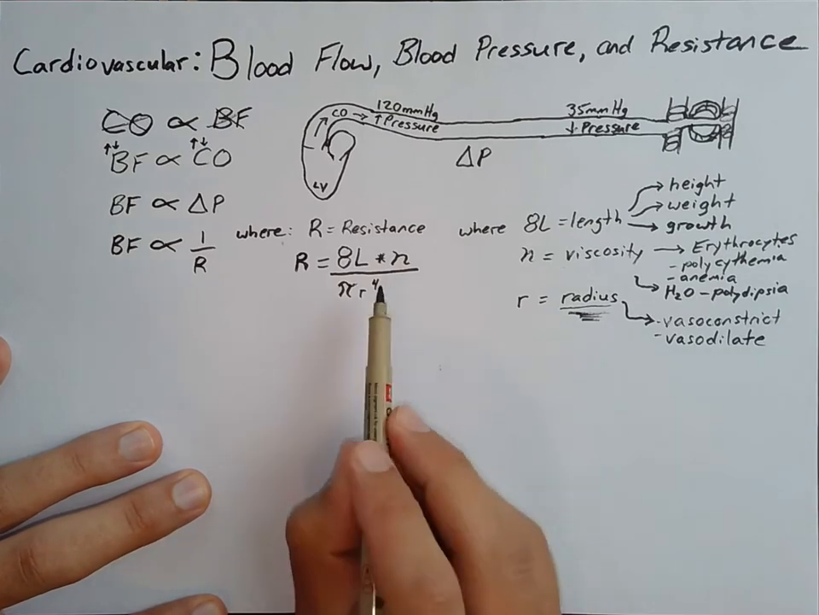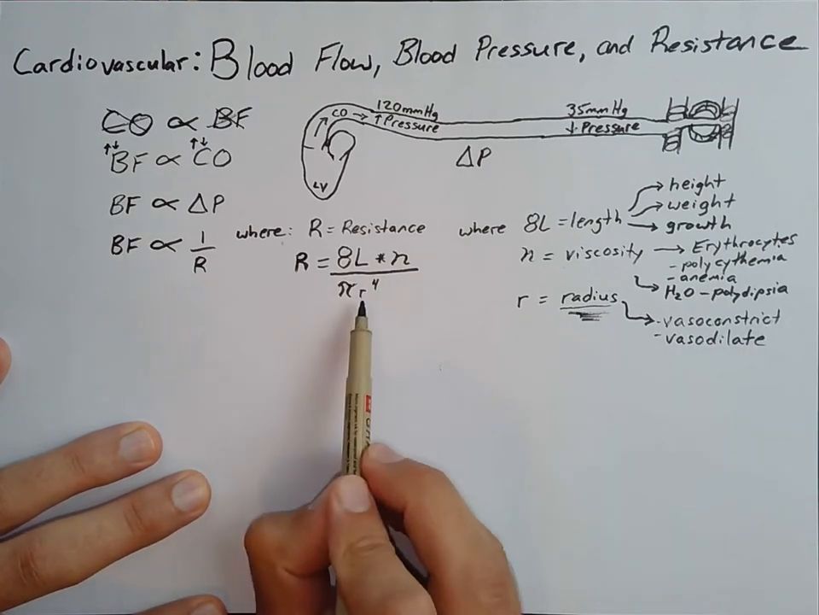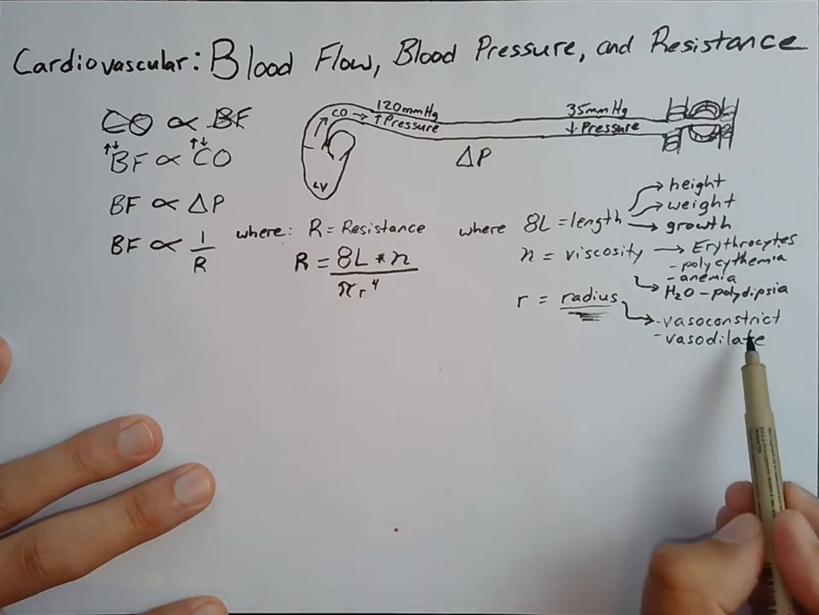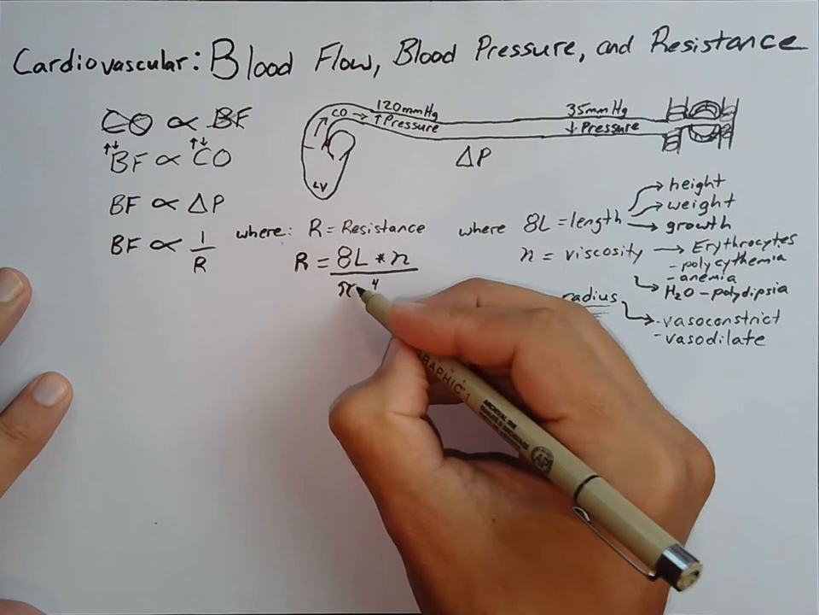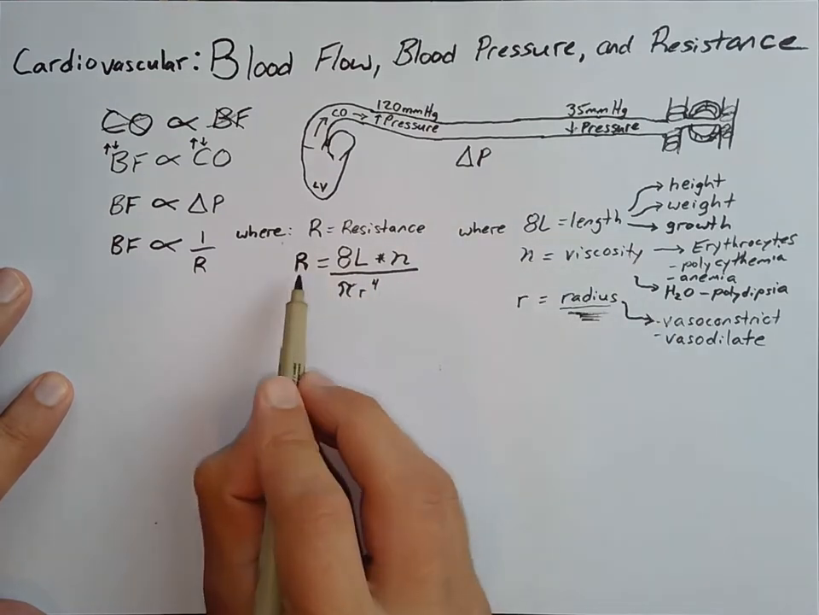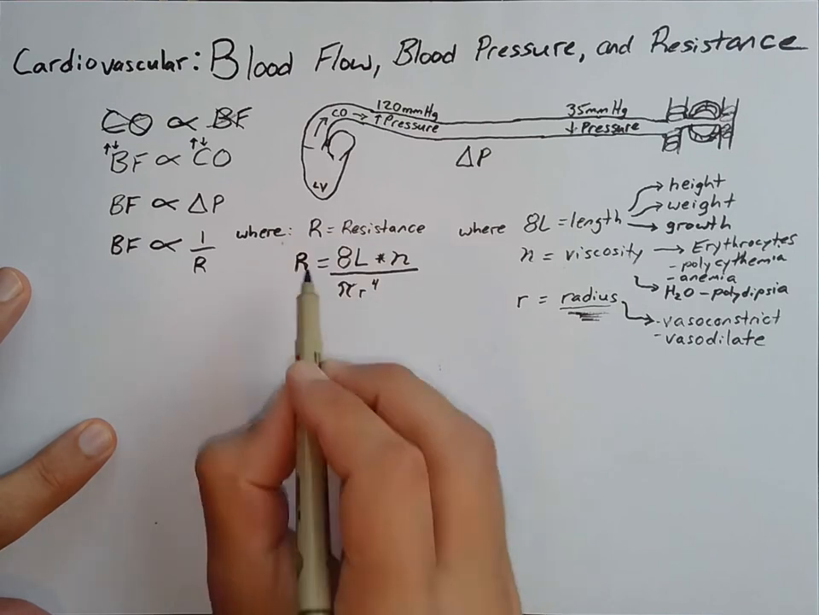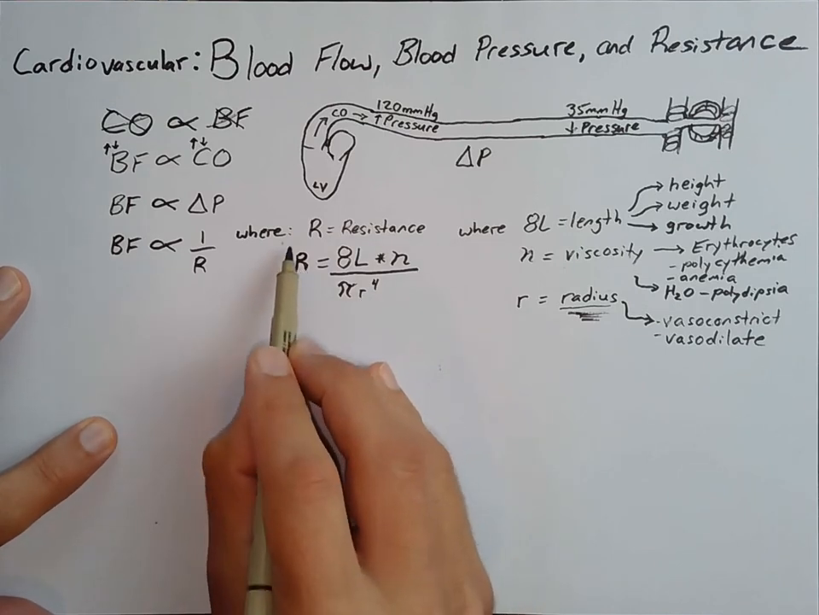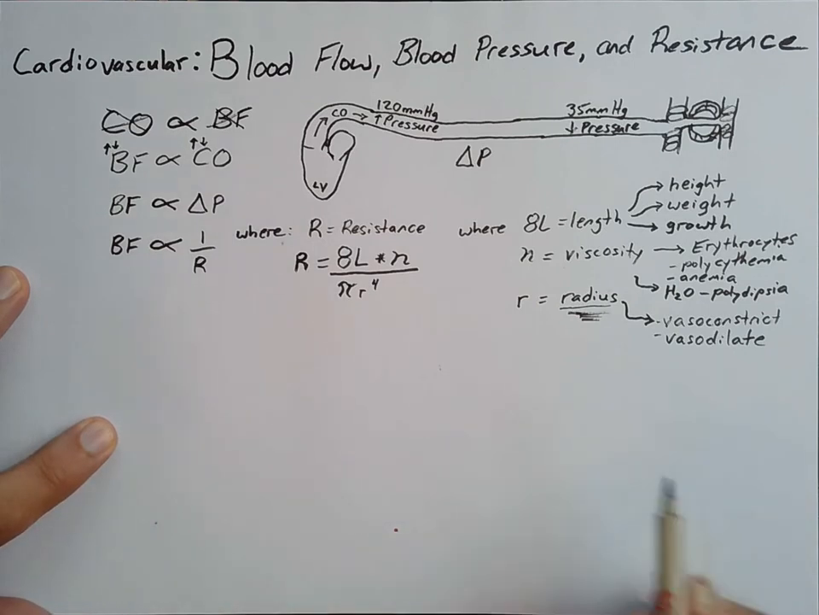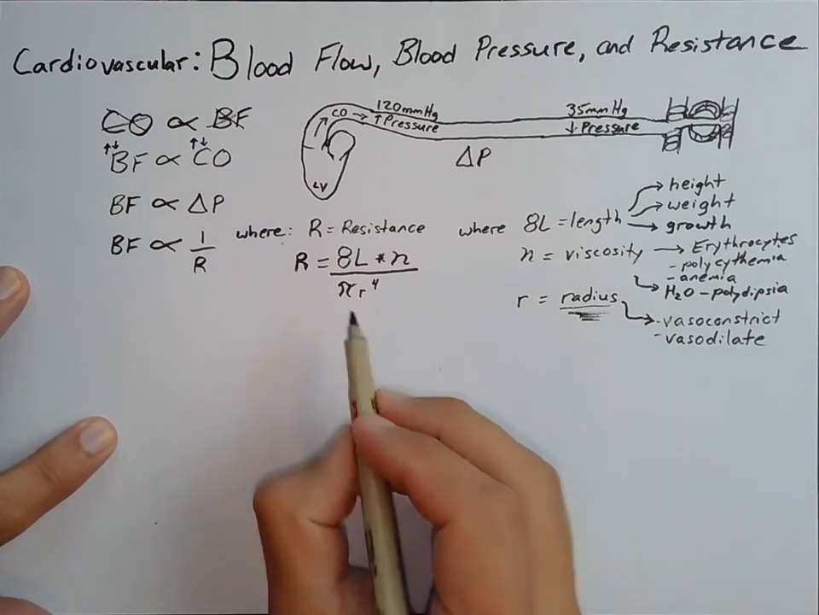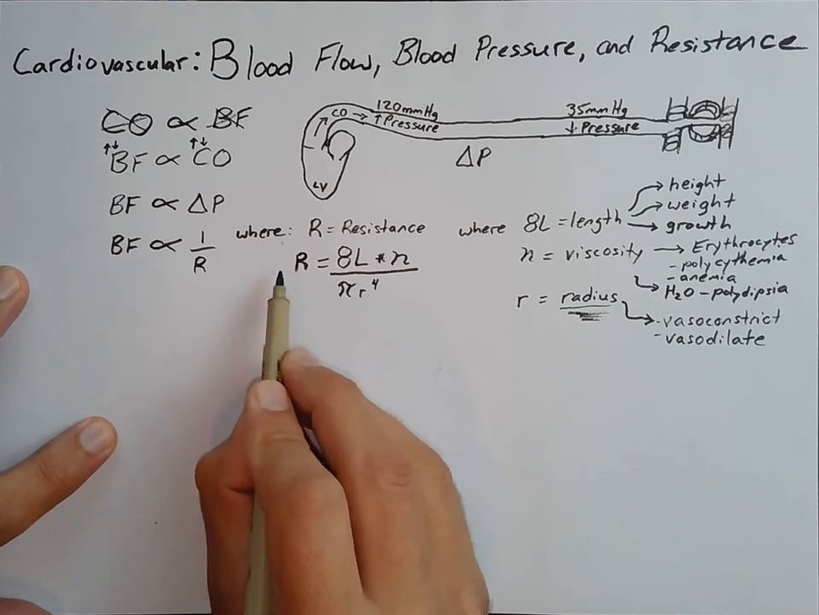So let's put that into our equation over here. If we vasoconstrict, what happens to the radius? Vasoconstriction makes the radius smaller. So as the radius decreases, well, it's inversely proportional to the resistance. So as the radius decreases, the resistance increases. We'll tie that back into blood flow in just a minute. Versus vasodilation, now the radius increases, so the resistance decreases.